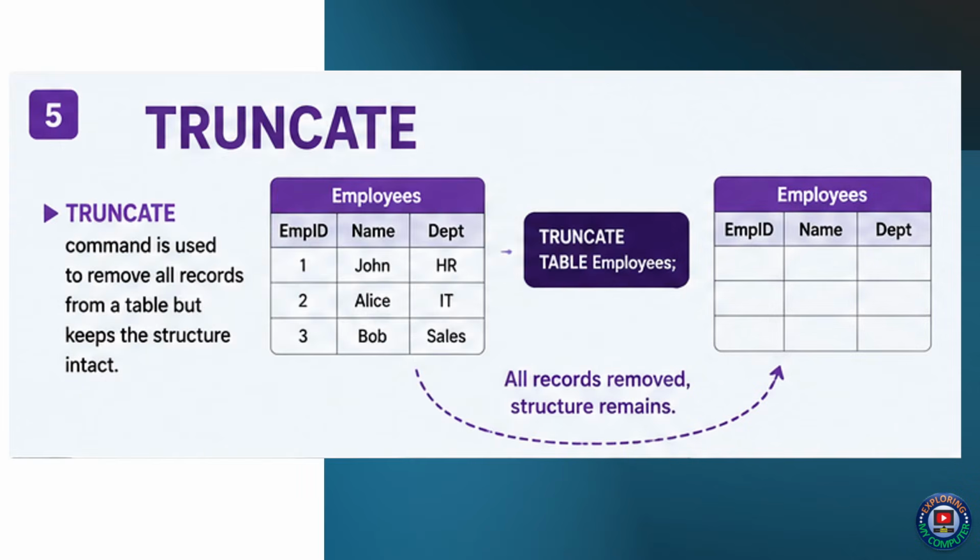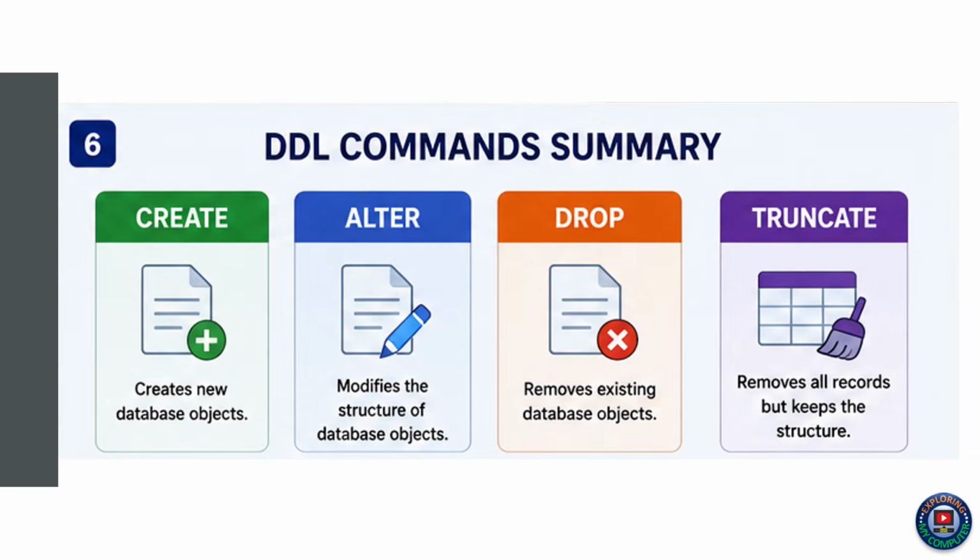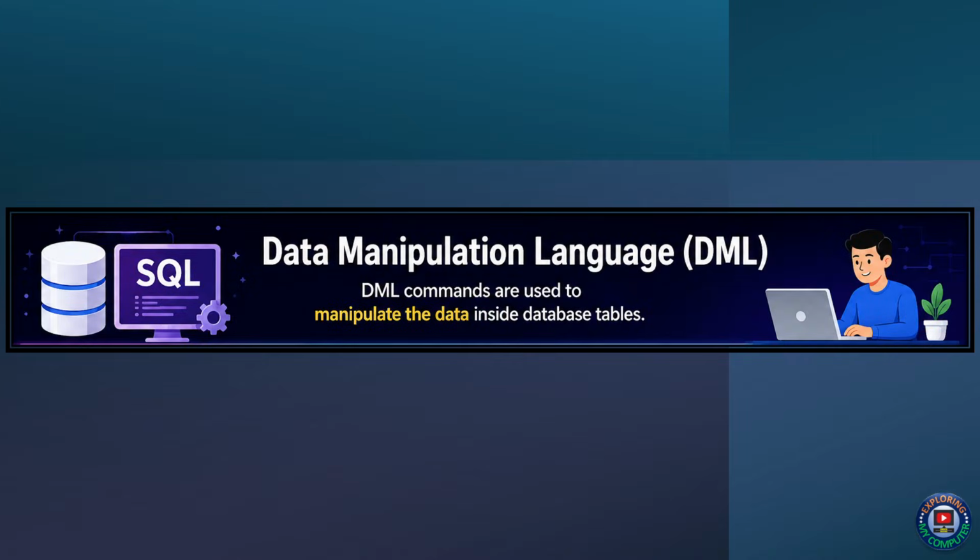Truncate command is used to remove all records from a table but keeps the structure intact. DDL command summary is shown here. DML commands are used to manipulate the data inside database tables.